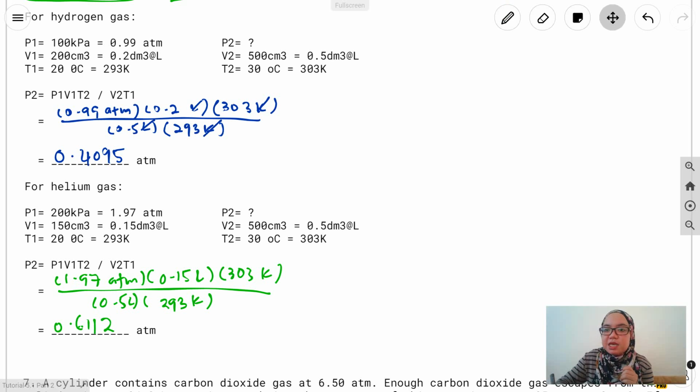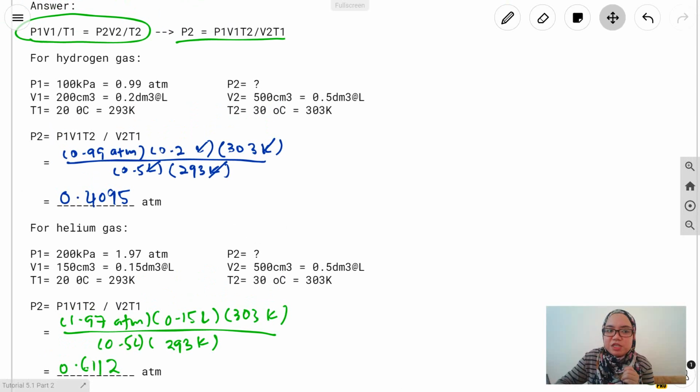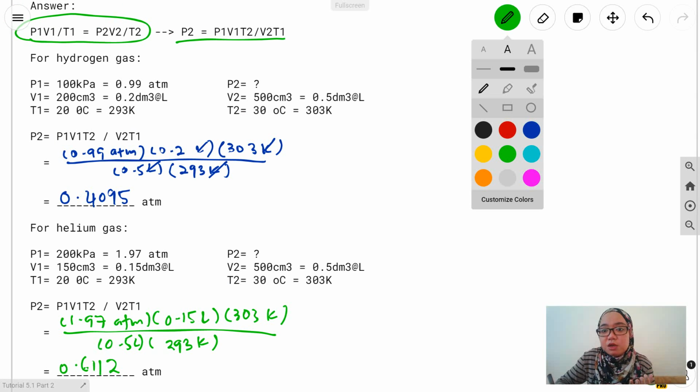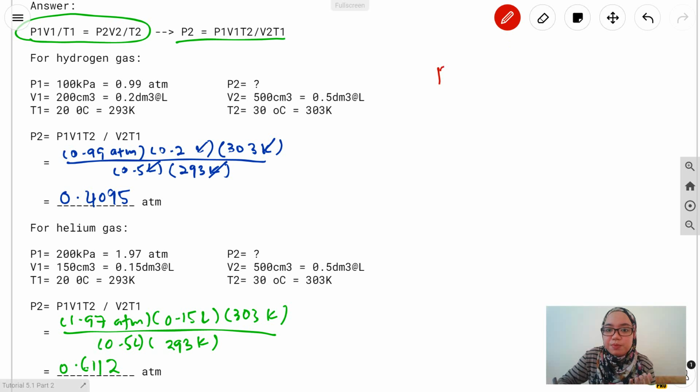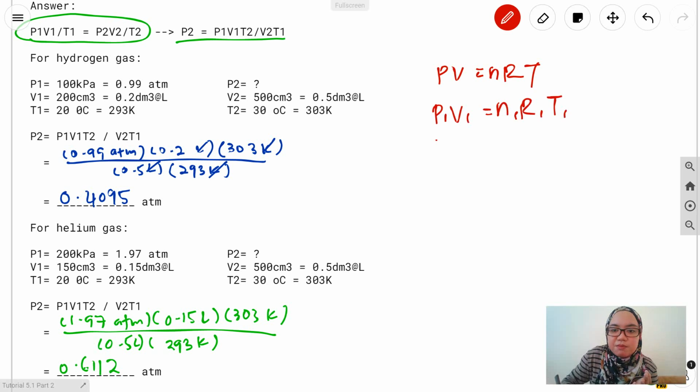You may ask me, Miss, must we use this equation? Can we use another equation? Yes, you may. For instance, you can use the equation PV equals nRT. We can find the partial pressure using this equation. How? Just simple. You can use P1 V1 equals N1 R1 T1, and P2 V2 equals N2 R2 T2.